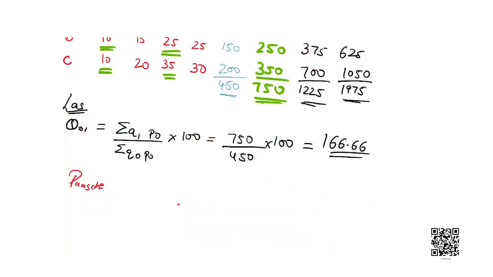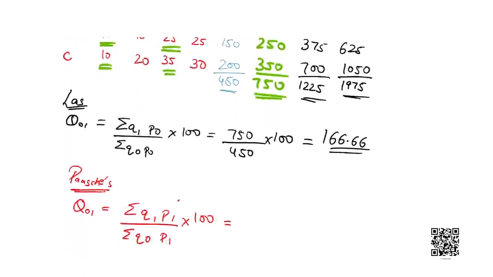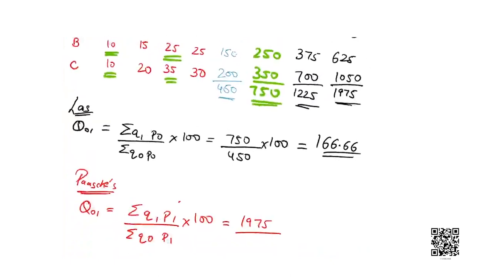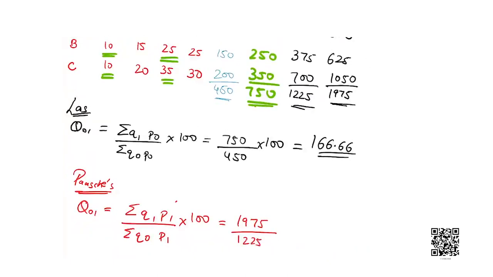Now, let's calculate the quantity index using Paasche's formula. According to Paasche's formula, we use sigma Q1 P1 upon sigma Q0 P1 multiplied with 100. So the value of Q1 P1 will be 1975. The value of Q0 P1 will be 1225, and this will be multiplied by 100. This will give me an answer of 161.22%. So this means that the quantities have increased by 61.22% according to Paasche's method.